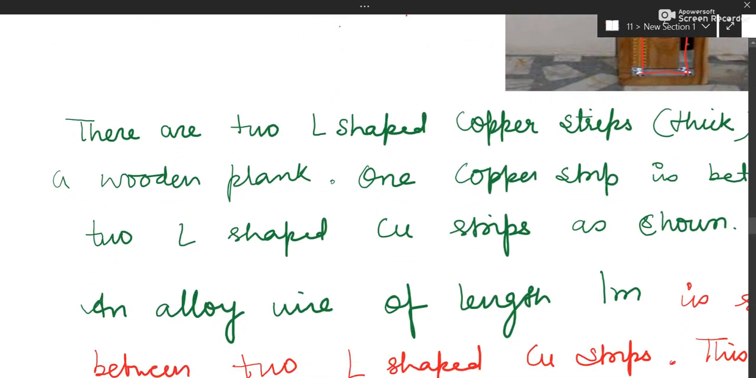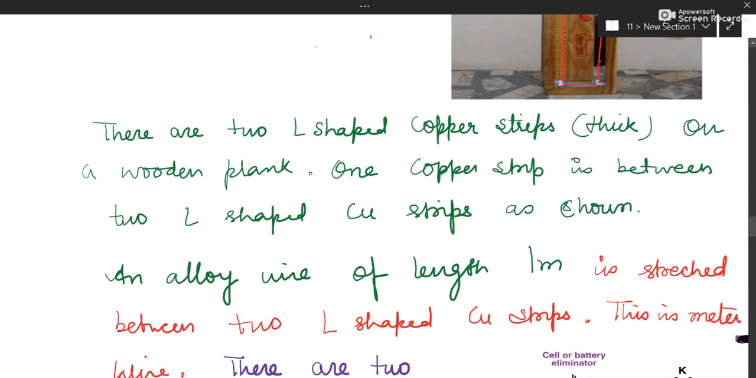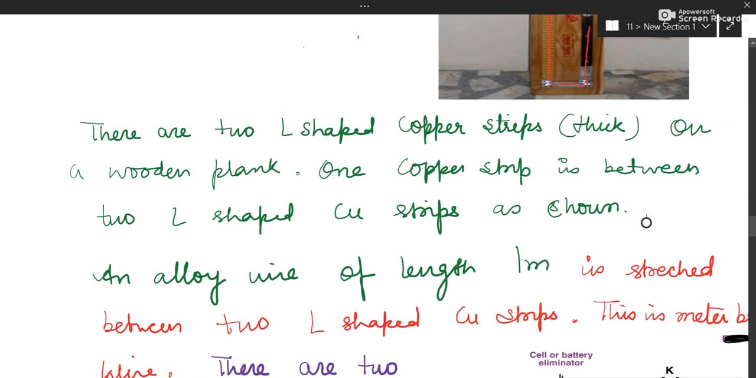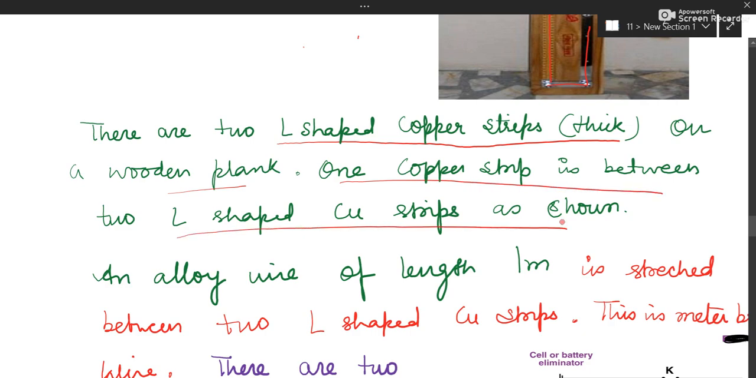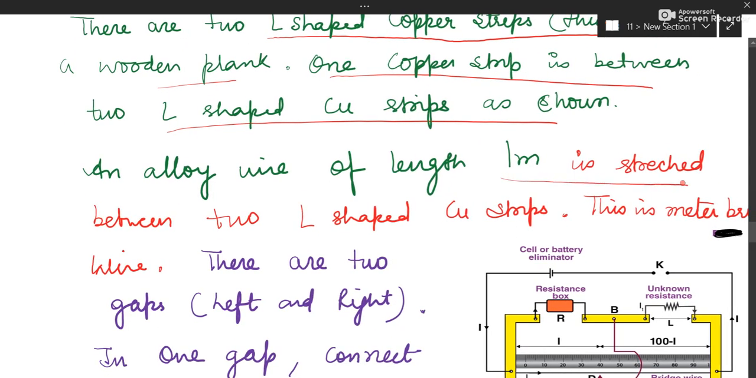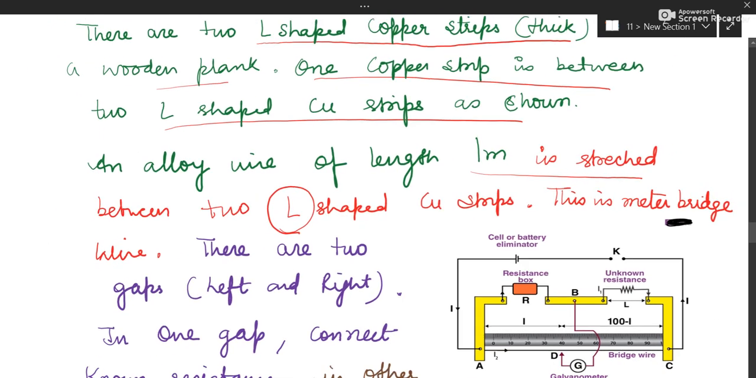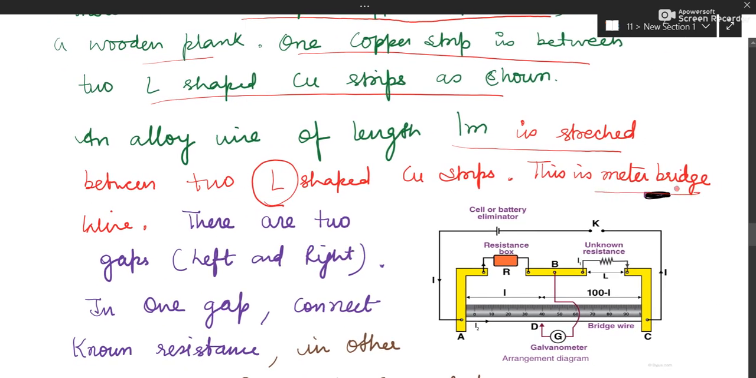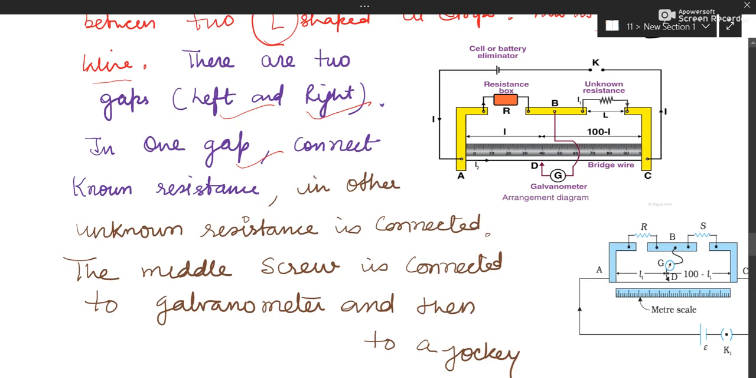So when we discussed the construction, we have already seen it. Now let us give it a reading. There are two L-shaped thick copper strips on a wooden plank. One copper strip is also there between the two L-shaped copper strips as shown. An alloy wire of length 1 meter is stretched between the two L-shaped copper strips, and this wire is called the meter bridge wire. There are two gaps, left and right. In one gap connect known resistance and in the other gap connect unknown resistance.